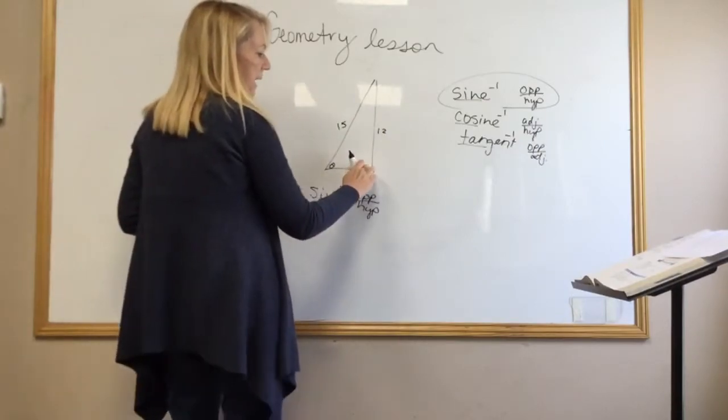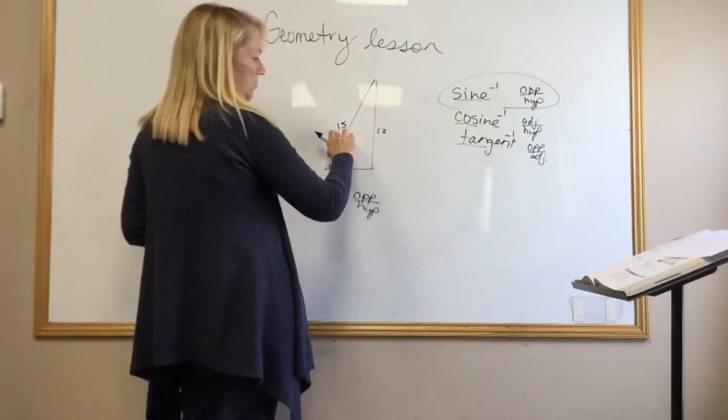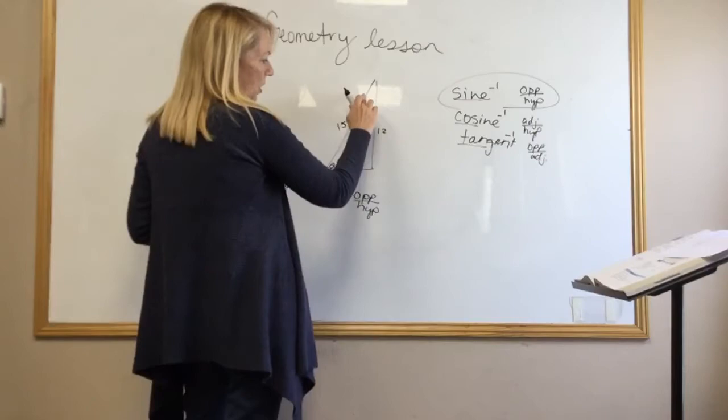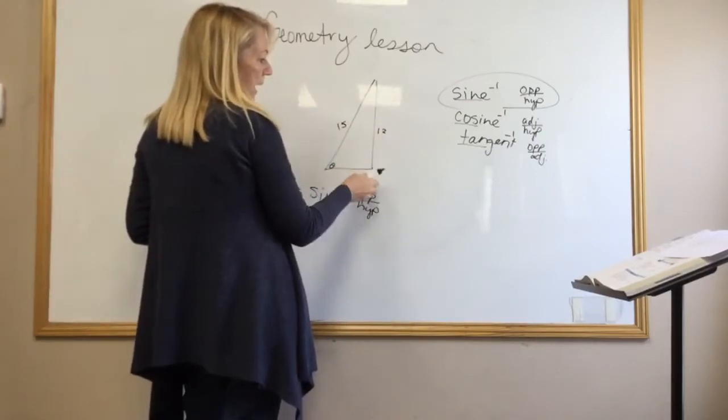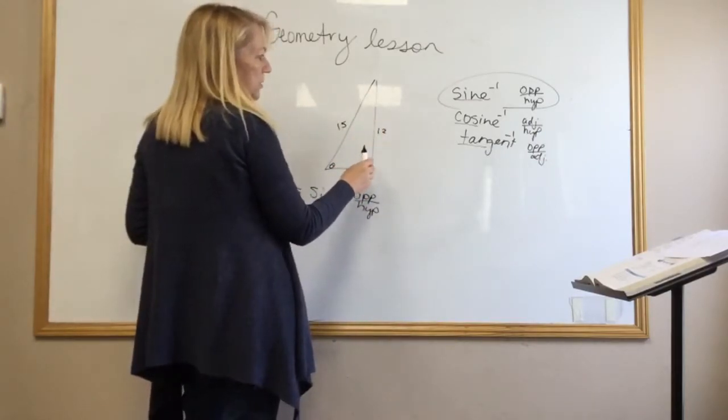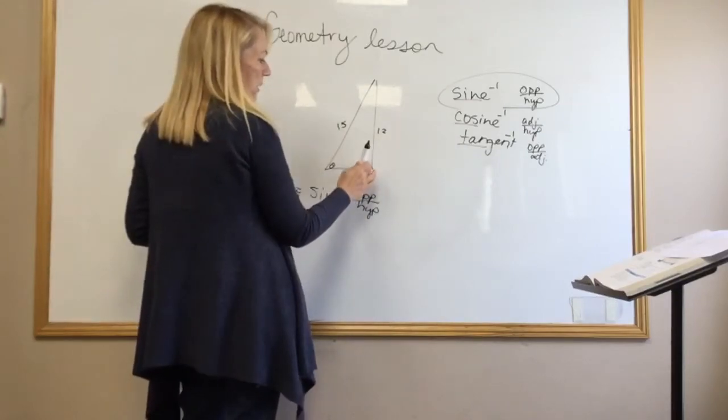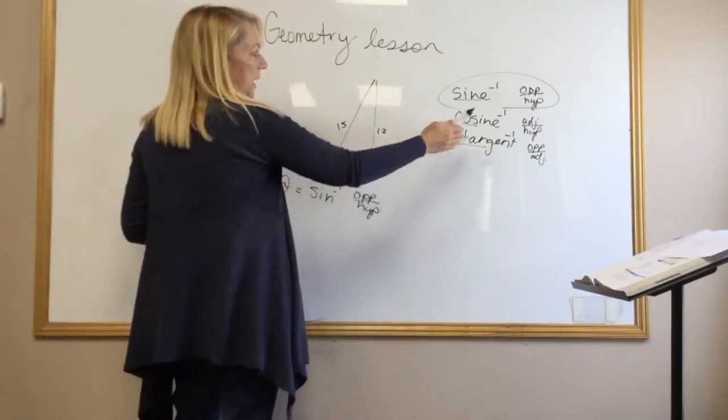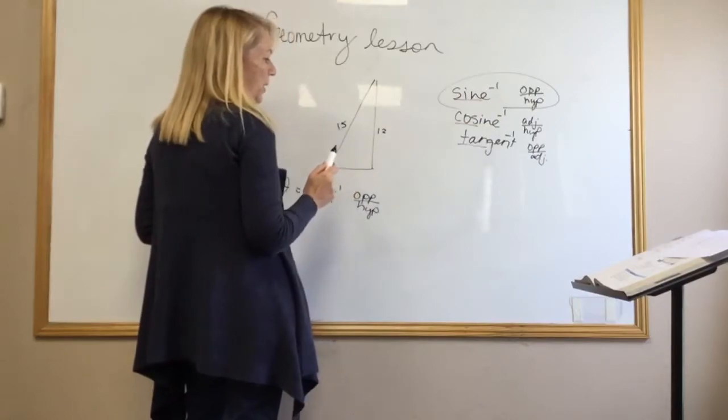Now, if it was this angle we were working on, this would be the opposite, which is also the hypotenuse, and one of these two would be the adjacent. And so this is where you would use tangent instead, because the other two make sure you use hypotenuse.